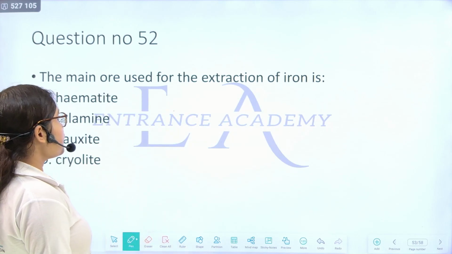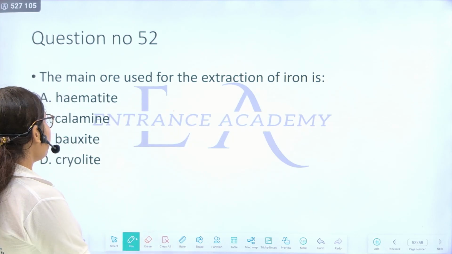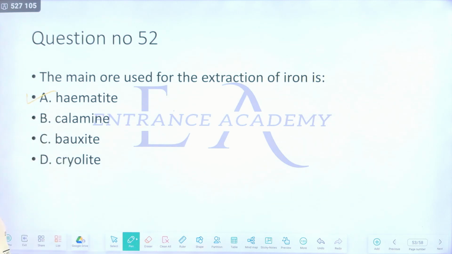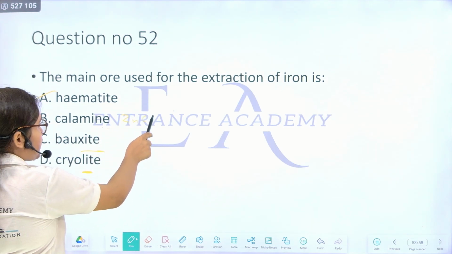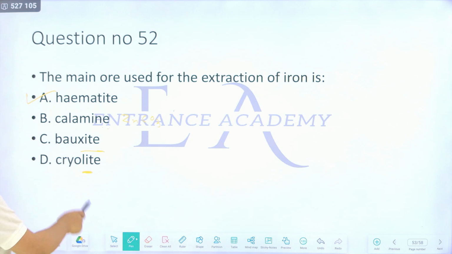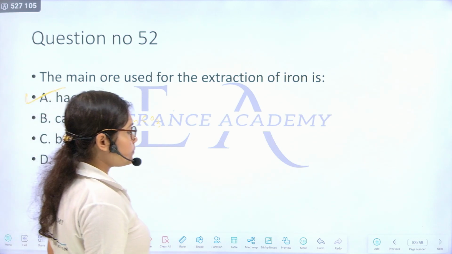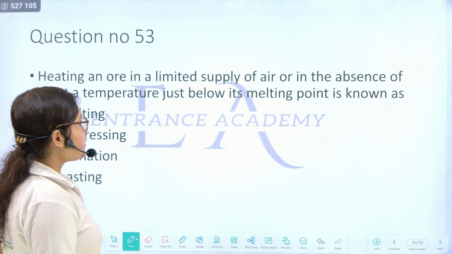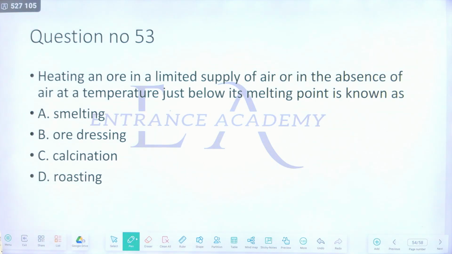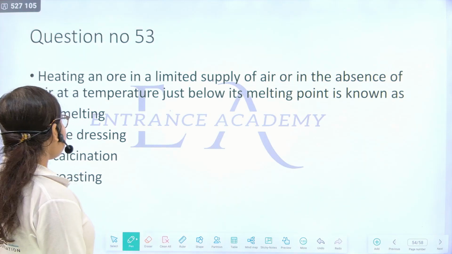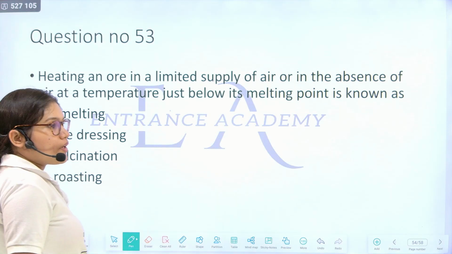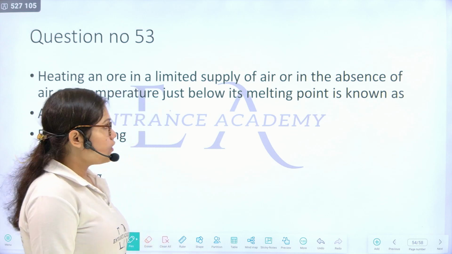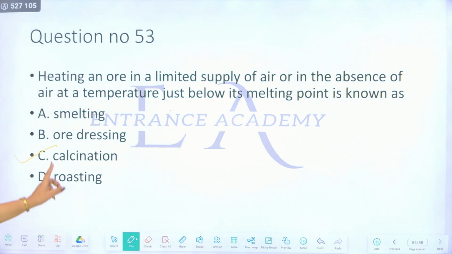The main ore used for the extraction of iron is hematite. Bauxite is an aluminium ore, cryolite is also an aluminium ore, and calamine is a zinc ore. The main ore is hematite. Heating an ore in a limited supply of air, or in the absence of air, at a temperature just below its melting point is calcination. Two important parts of metallurgy are calcination and roasting, and roasting uses sufficient air.